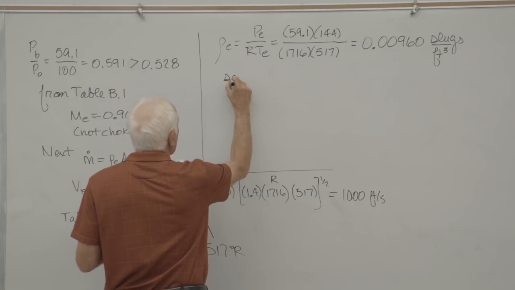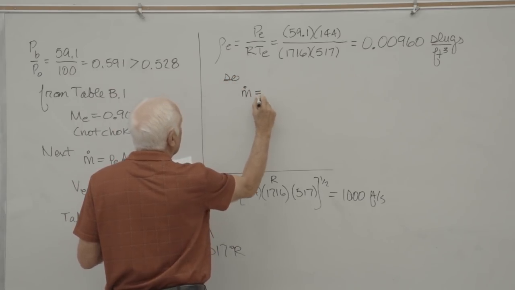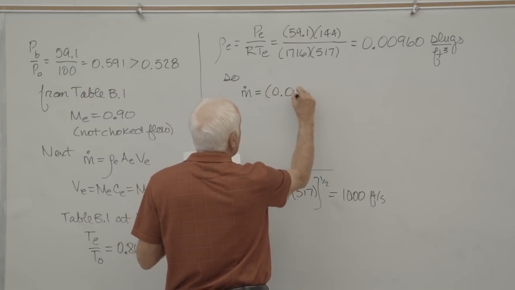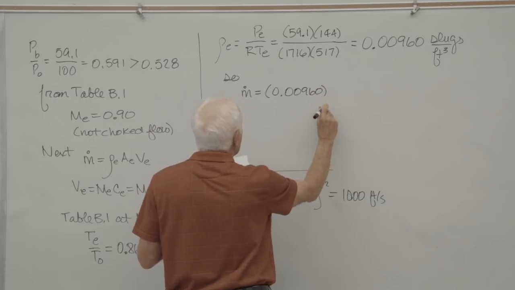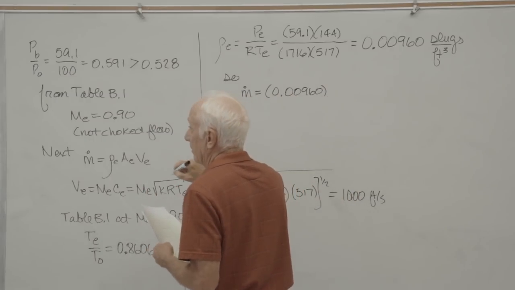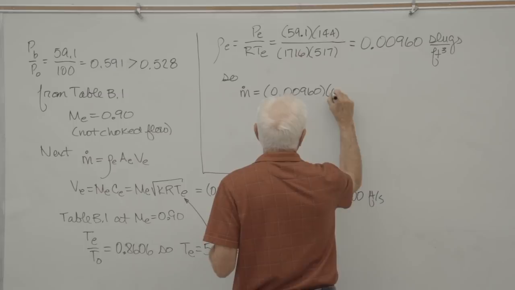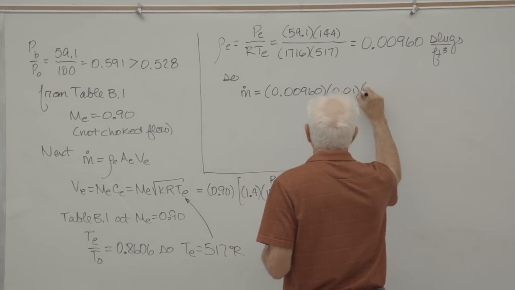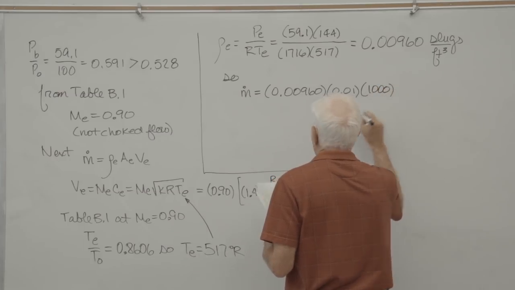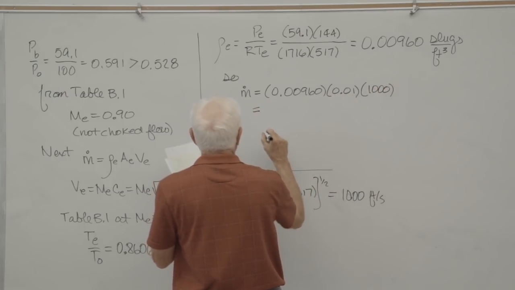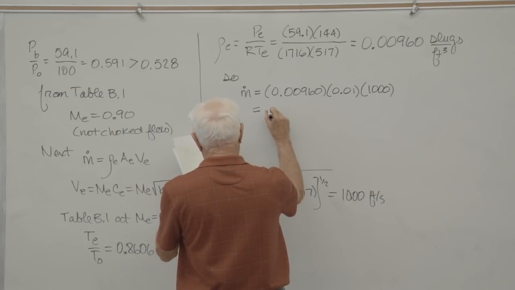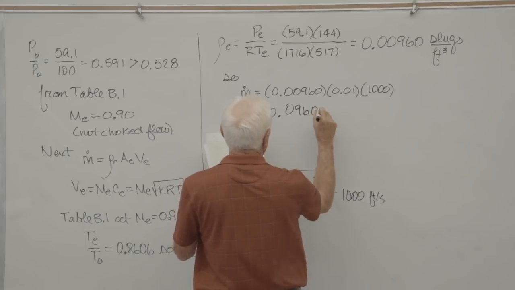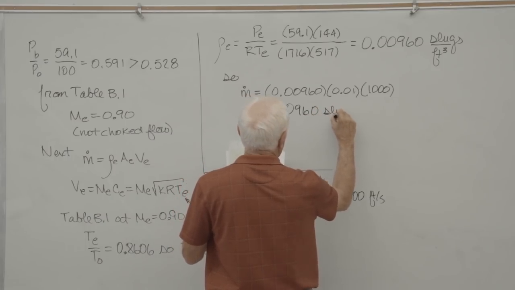Solve for m dot. M dot equals rho times our area at the exit, 0.01, times our velocity at the exit, 1,000. M dot then is 0.0960 slugs per second.